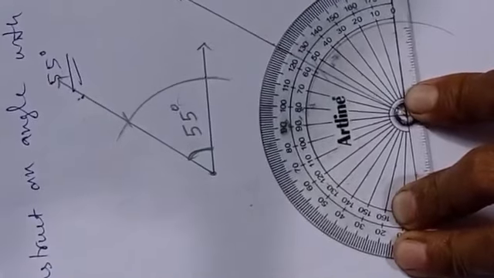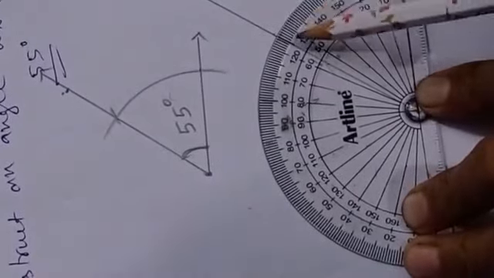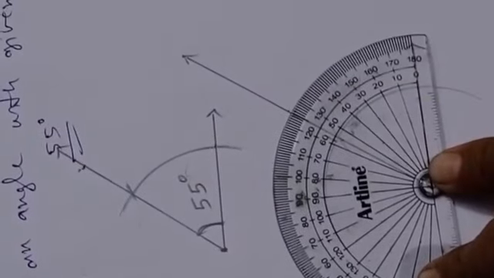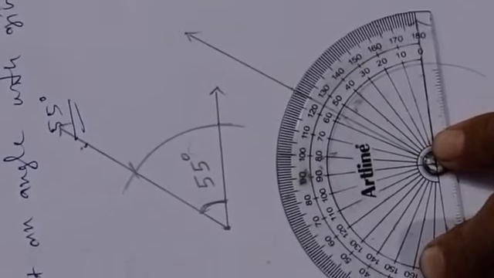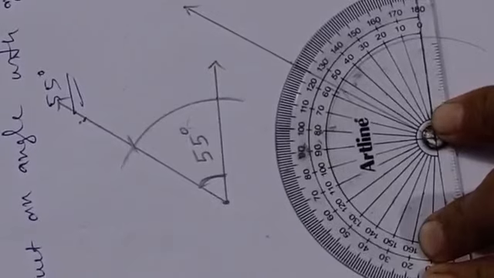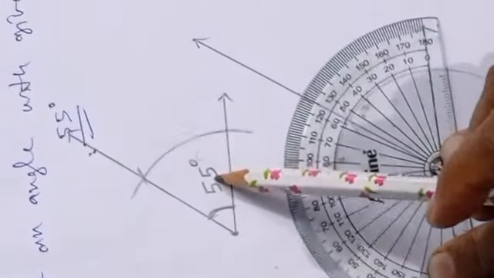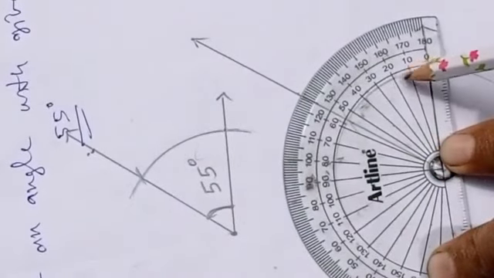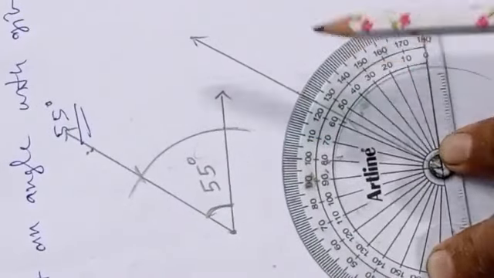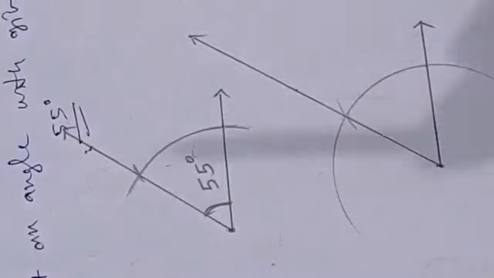You can see it. Where is that? It is exactly 55 or not. I hope you can see it is exactly 55 degree. That means I have made the perfect copy of that previous one. It was 55 degree. Here I have made the copy of this angle. So in this way you have to copy the angle.